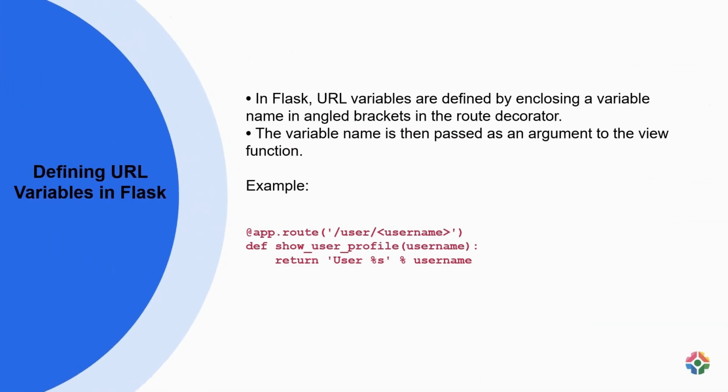Flask uses angled brackets in the route decorator to define URL variables. The variable name within the brackets corresponds to an argument in the view function. For instance, in the code snippet provided, the /u/<username> route expects a variable called username, which is then passed to the show user profile view function as an argument. This mechanism allows for dynamic handling of different user profiles based on the value of the URL variable.